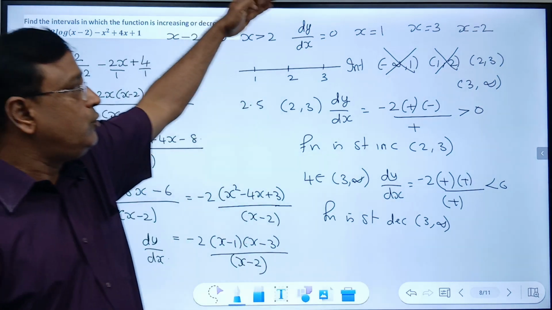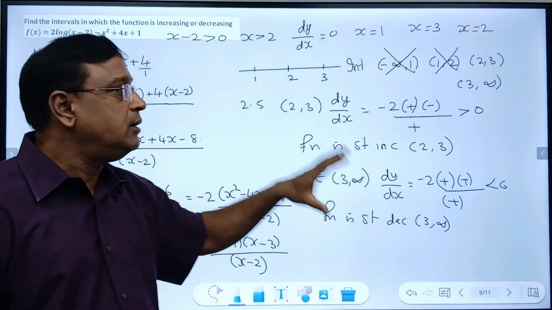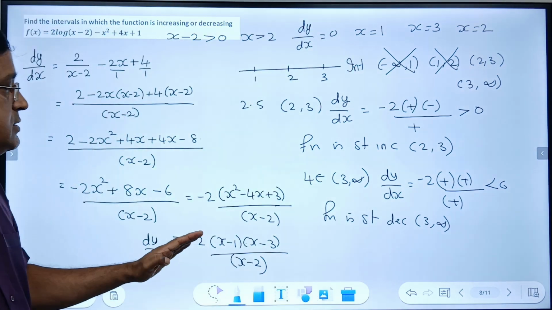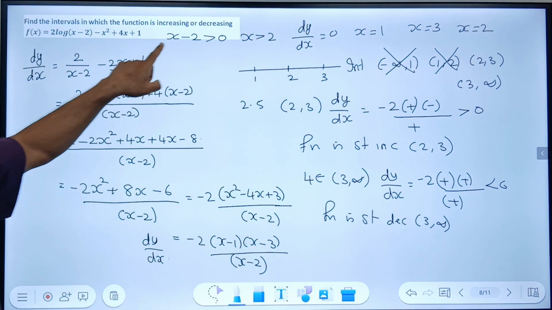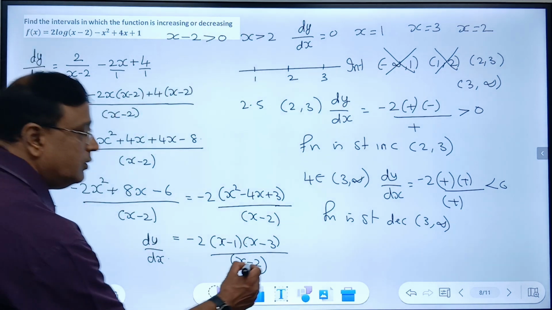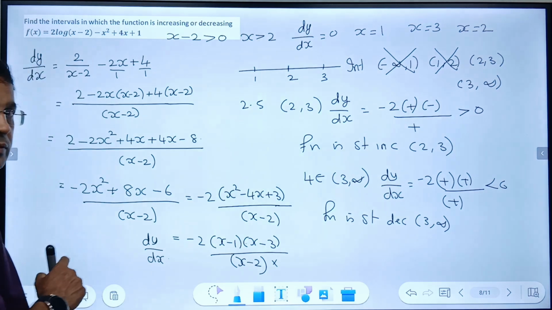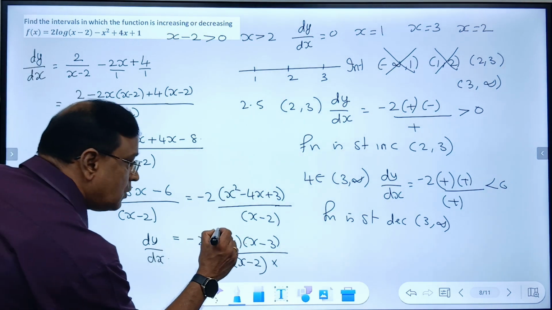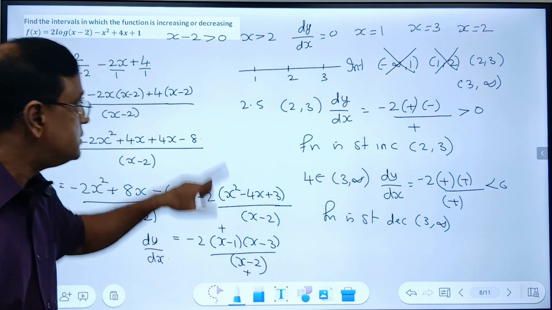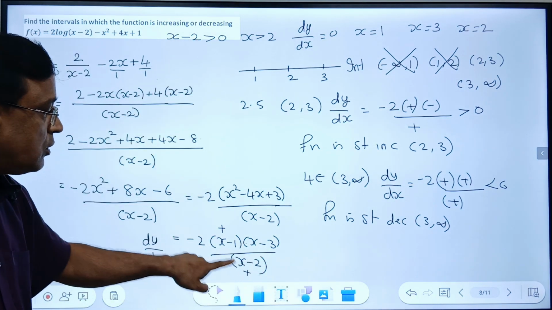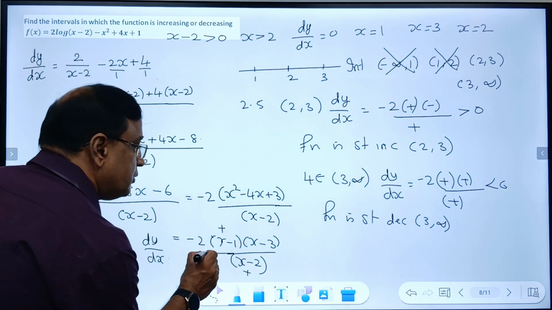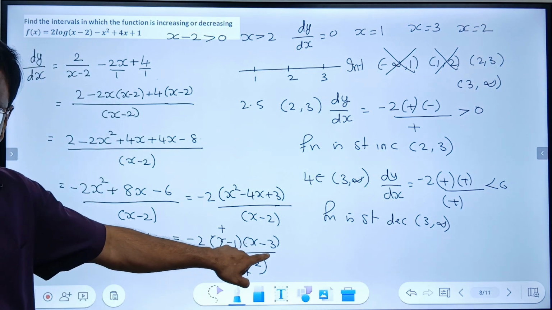Actually, there is no need to do all of these. It's time waste. I just want to establish a common method. That's why I did this. Otherwise, if you analyze the problem very carefully, it is given that x is greater than 2. Since x is greater than 2, this is always positive. And this is also positive. So dy by dx being negative or positive will be decided only by x minus 3.